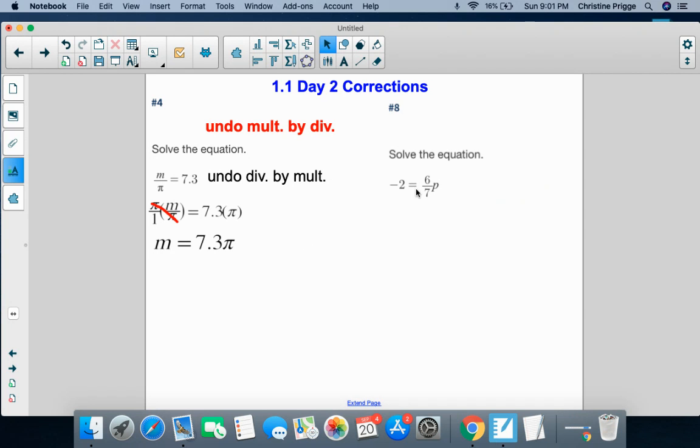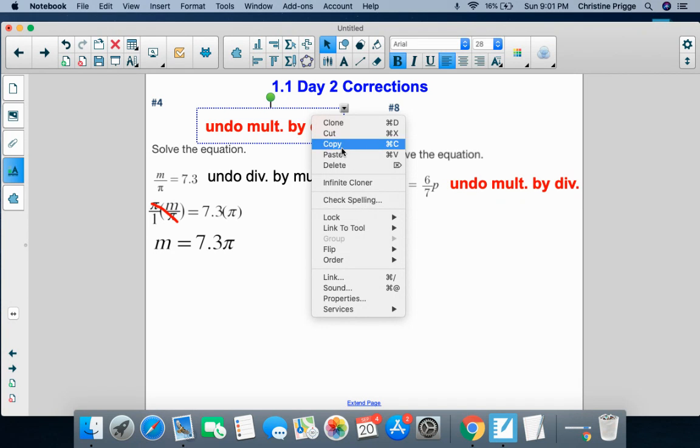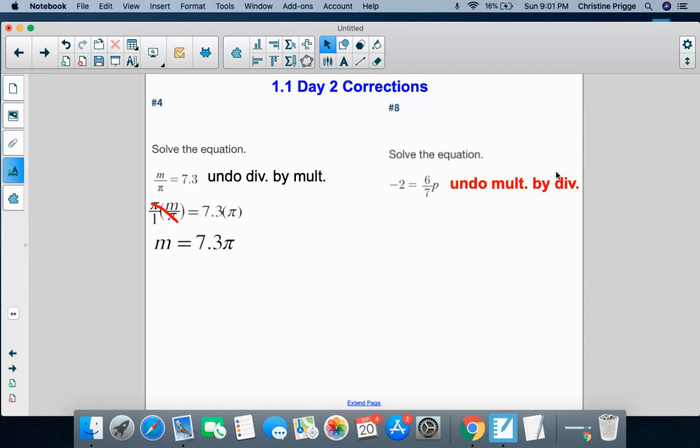Okay, and question 8. Question 8 is very complicated because it says -2 is 6/7 of a number, or 6/7 times a number p, a number we don't know. So we need to isolate the p. And here, this is multiplication. We need to undo multiplication.